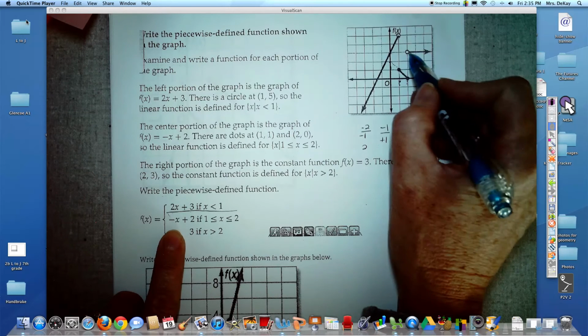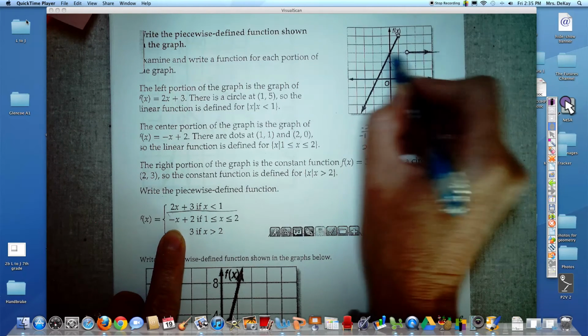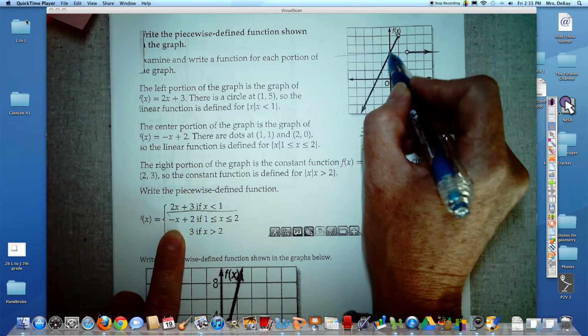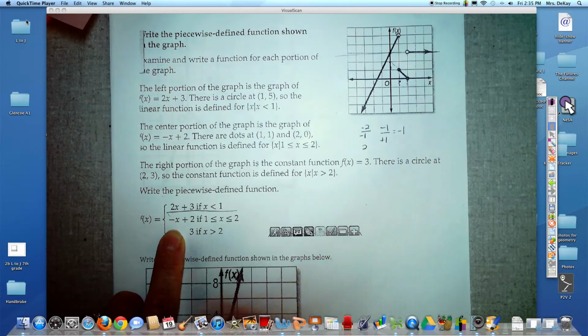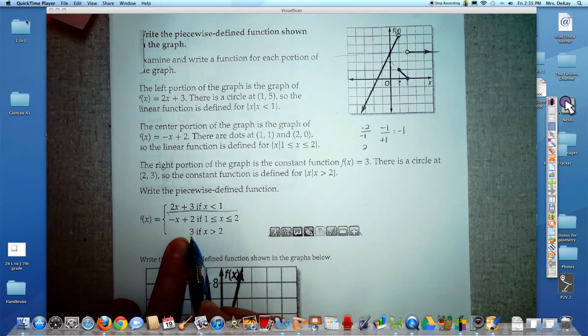And we all know that horizontal lines are just a number. What number is that? Right there, 3. So f of x is 3 right there. Okay, that's pretty easy.